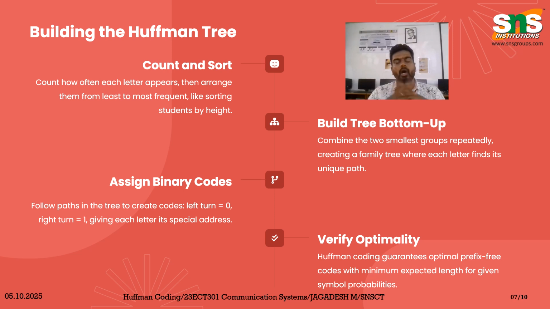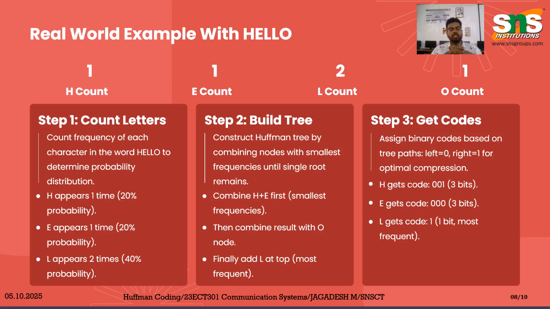So building the Huffman tree, how can we build the Huffman coding? That is a very important one. First thing, count and sort. Count is nothing but counting how often each letter appears, then arrange them from least to most frequent, like sorting students by height. Then build the tree bottom up and assign binary codes. Then verify optimality. The real world example is H count, E count, L count, and O count. That is counting letters. If the count of a letter is the highest, then that will give us the highest priority. Likewise, we can use such an algorithm for Huffman coding.